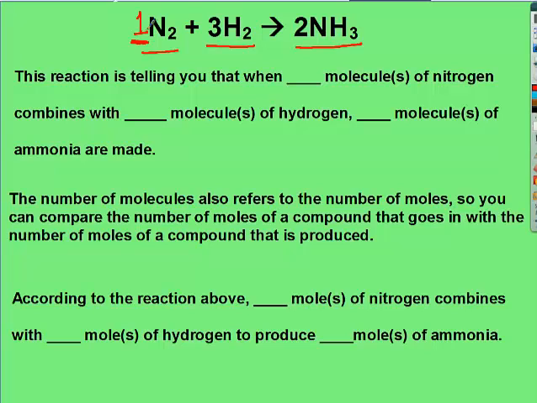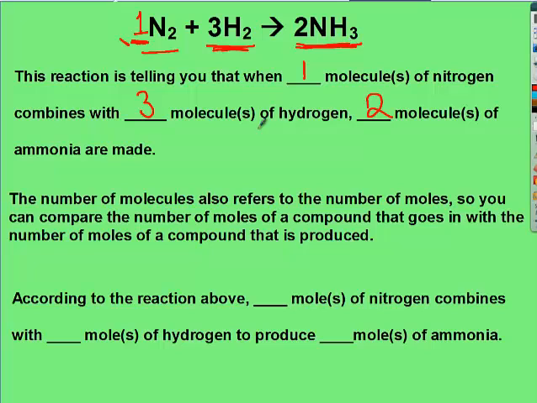So 1 N2 plus 3 H2 yields 2 NH3. This reaction is telling you that when one molecule of nitrogen, because there's a 1 in the front, the 1 in the coefficient right here, combines with 3 molecules of hydrogen, right here, 2 molecules of ammonia are made.